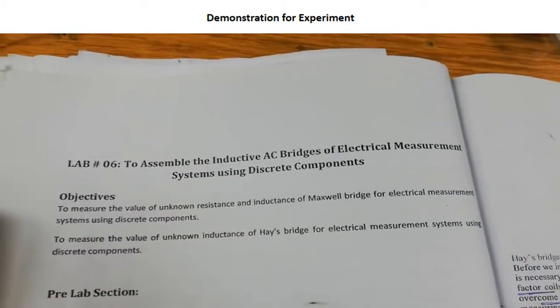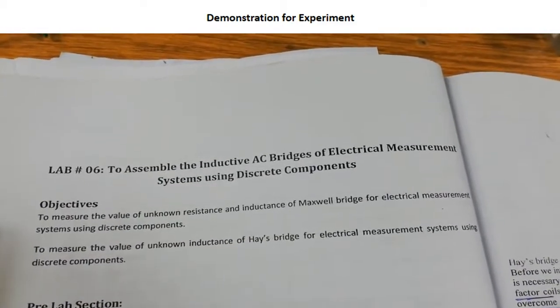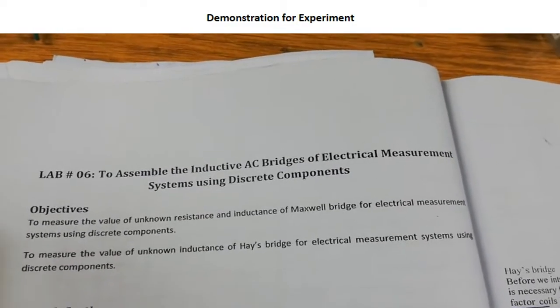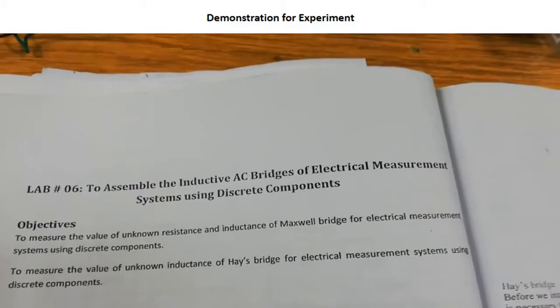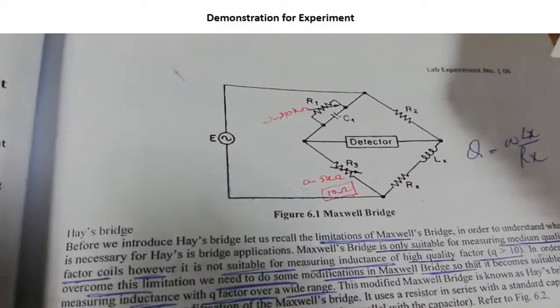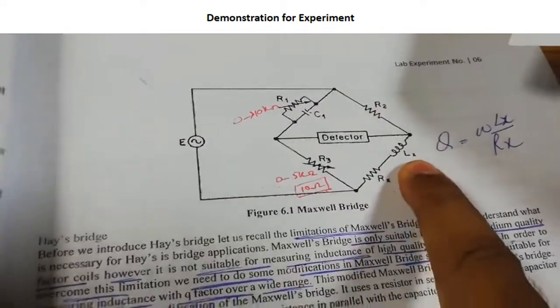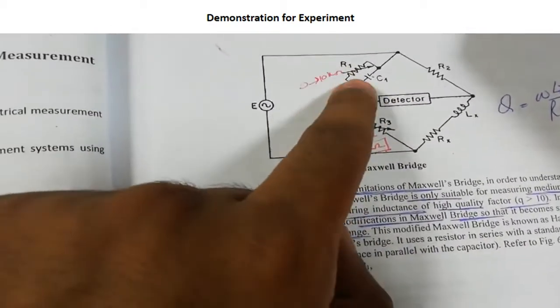To measure the value of unknown inductance of Hay's bridge for electrical measurement systems using discrete components, let's have a look towards the circuit diagram. This is the Maxwell bridge, and this is our Hay's bridge configuration. There is a difference between the configuration of Hay's and Maxwell bridge. The purpose is the same, that is to calculate the unknown inductance.